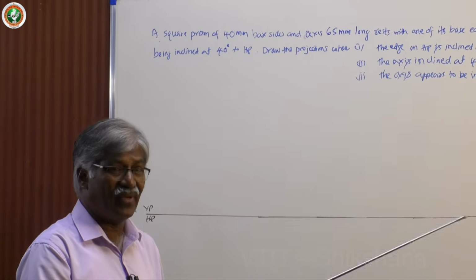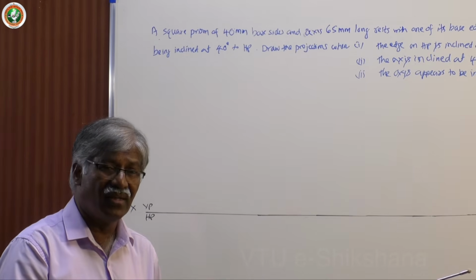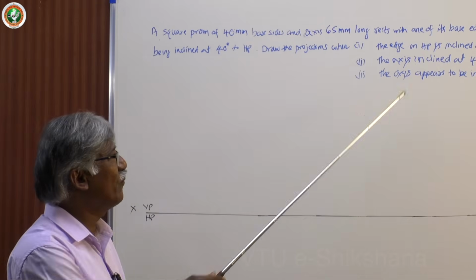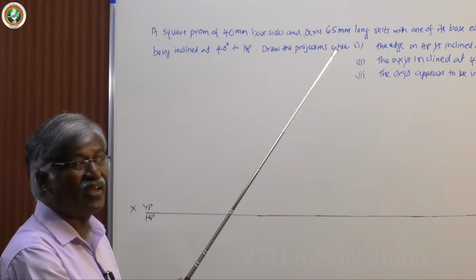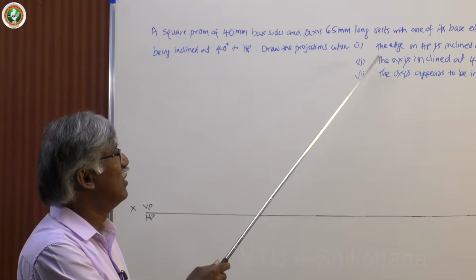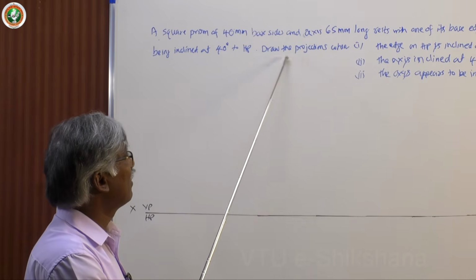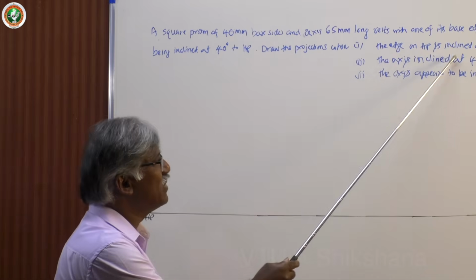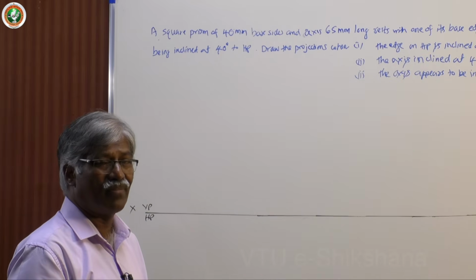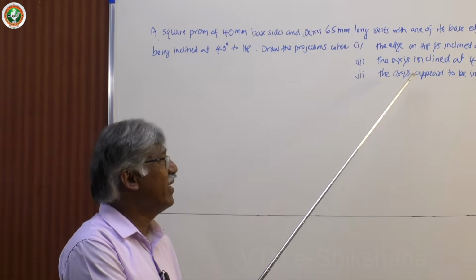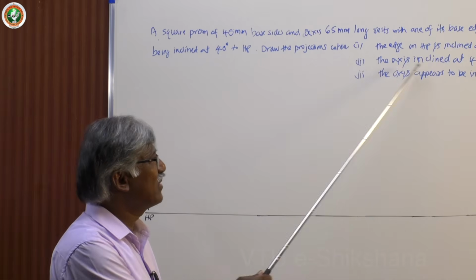Draw the projections. Whenever you get a problem on solids, particularly the edge condition or corner condition, you get a set of questions, different cases for the same data. Let me take the first question: draw the projections when the edge on HP is inclined at 45 degree to VP. Okay, base edge on HP is inclined at 40 degree. And then same data with axis inclined at 45 degree.